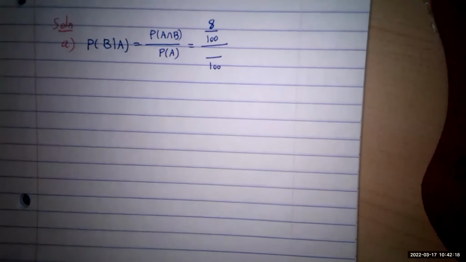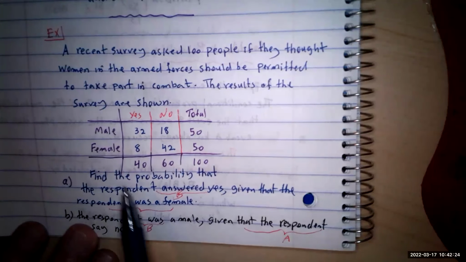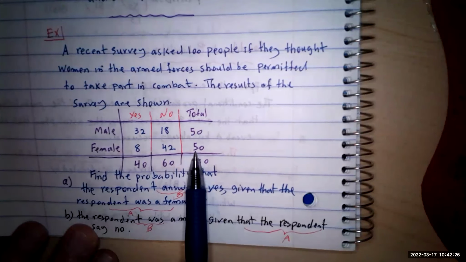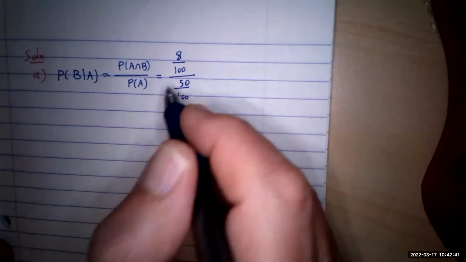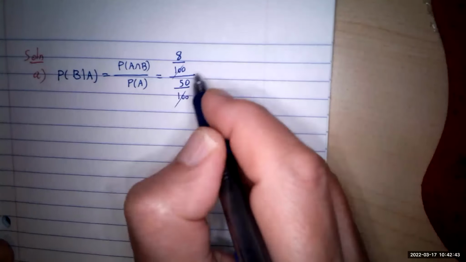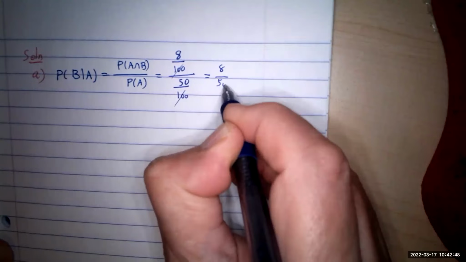Probability of the given one, what was A? The category of A is that the respondent was a female. The total number of females is 50. So 50 over 100. Any question? Just use this type of notation, and the rest is going to be straightforward. These 100s would cancel out. It's a fraction. So you're going to have 8 over 50.